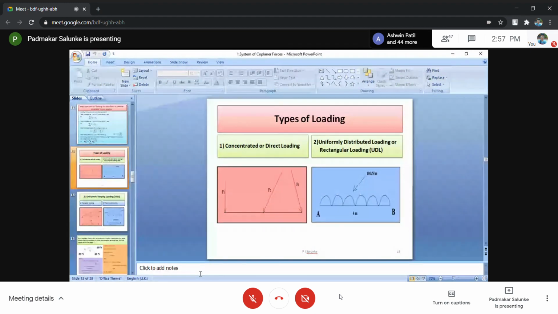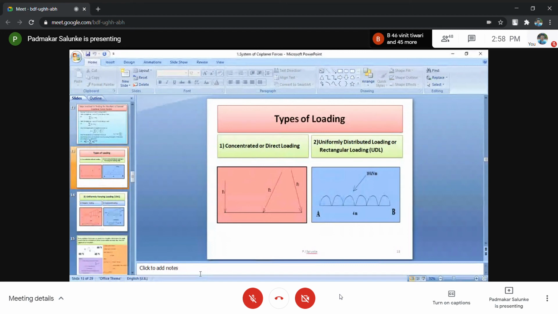So there are three types of loading. Number one, concentrated or direct load. Whatever first sketch you are looking at, F1, F2 and F3, these forces are called concentrated or direct forces. These F1, F2 and F3 are directly acting at a point. Directly acting. This is called concentrated. They are concentrated at that point.